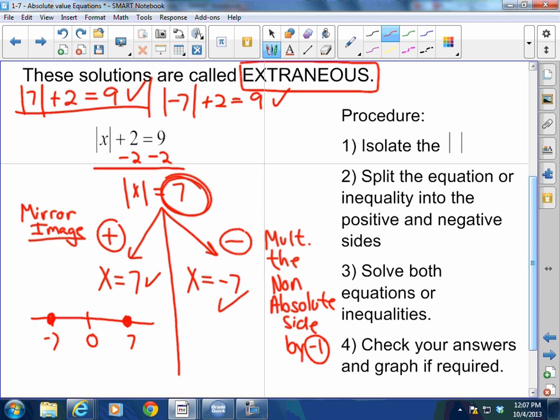So A, get the absolute value alone. B, split it up into the positive and the negative side. Then C, solve both sides, and you're done.